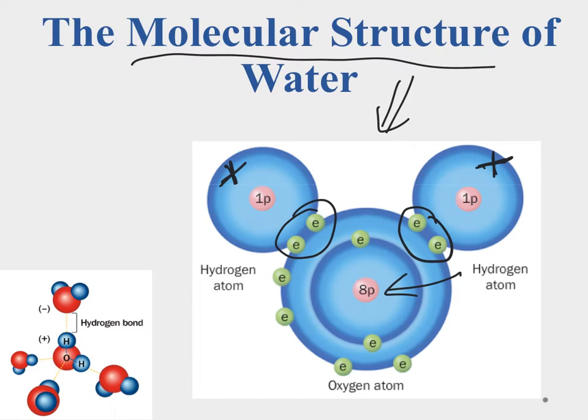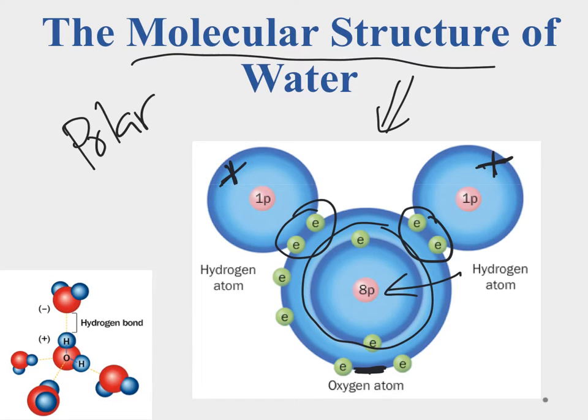Now, because these electrons are spending a little more time down around here, orbiting around the oxygen atom, it gives us a slightly negative charge down here. And because we have a positive on one side and a negative on the other side, we call that a polar molecule. And polar molecules are kind of neat because they are able to pull apart ionic compounds, but also it sets us up for what we call hydrogen bonding.